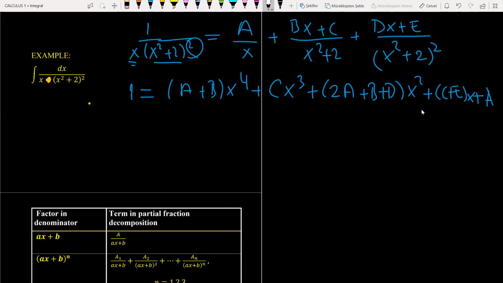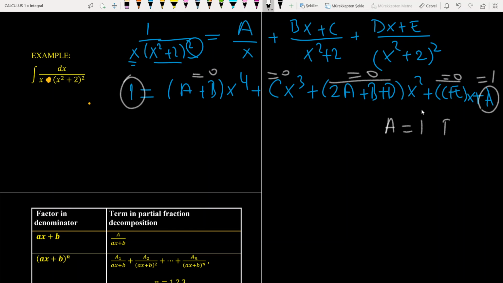Okay, since we only have 1 on the left hand side of the equality, a must be 1 and all other coefficients must be 0. So in this case a is 1, as I told you, b is minus 1, c is 0, d is minus 1, e is 0. Okay, a, b, c, d, e. So we have all coefficients.